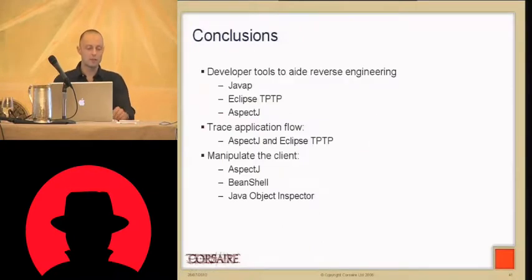So basically, what I've demonstrated is that you have a lot of power using simple open source developer tools. You don't need to understand the bytecode, and you can override and overwrite client-side Java code. You can trace application flow using AspectJ and Eclipse TPTP. You can get UML2 diagrams right out of Eclipse TPTP to try and understand execution flow. And then you can manipulate the final client either permanently using AspectJ or insert a bean shell, or insert a JOI, so that you can play around interactively and find out what's going on inside that application.